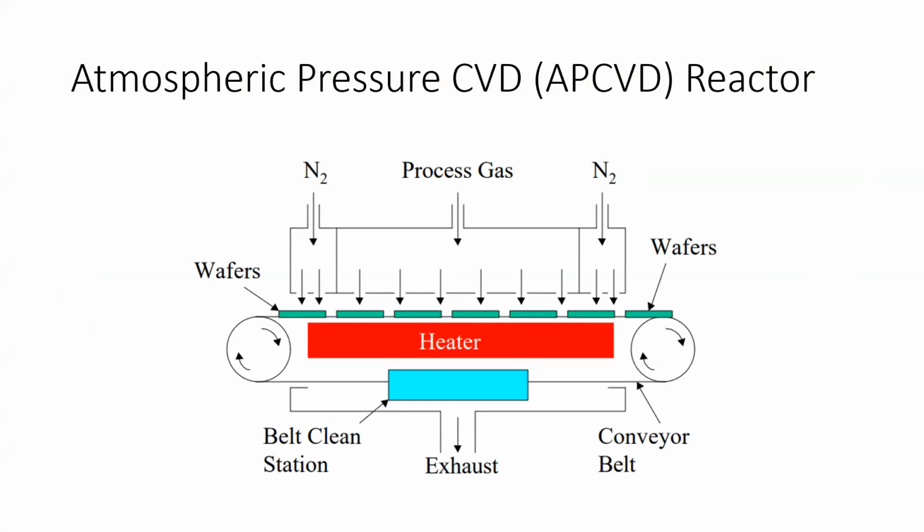Basically there are 3 different types of CVD we mentioned in the last lecture: APCVD, LPCVD, and PECVD. APCVD and LPCVD, that is atmospheric pressure and low pressure CVDs, are thermal CVDs, and then there is plasma enhanced CVD. The first one we are going to discuss is APCVD.